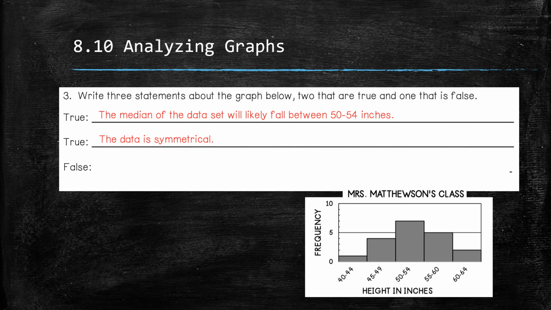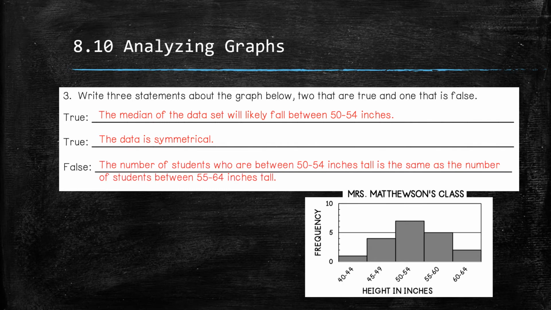Something that's false is I can compare two bars. I can say that the number of students who are between 50 and 54 inches is the same number of students who are 55 to 64 inches tall, which is false because 50 to 54 is greater than 55 to 60.